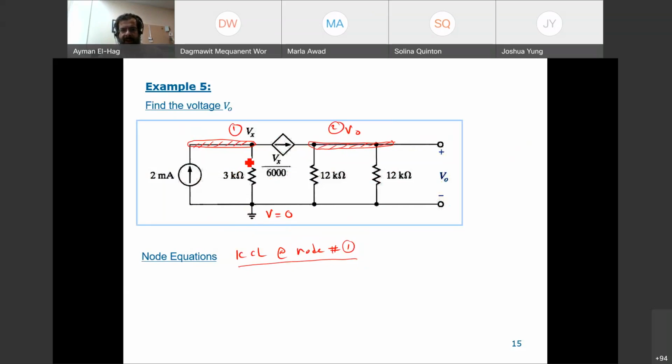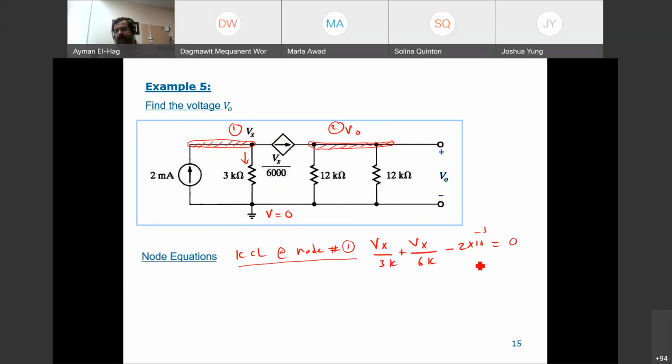So assume the currents are leaving. This current is leaving. This is given, I cannot touch. So the current at the bottom: Vx divided by 3K plus Vx divided by 1000, which is 6K, minus 2 milliamps. So this is minus 2 times 10 to the minus 3 equal to 0.